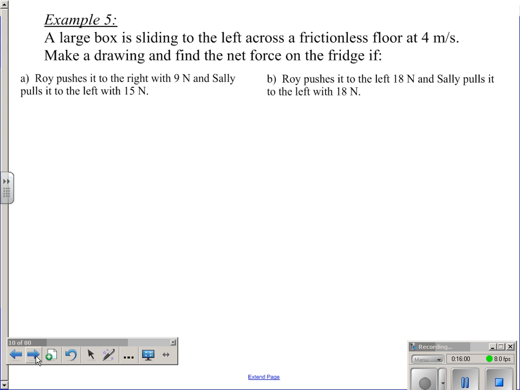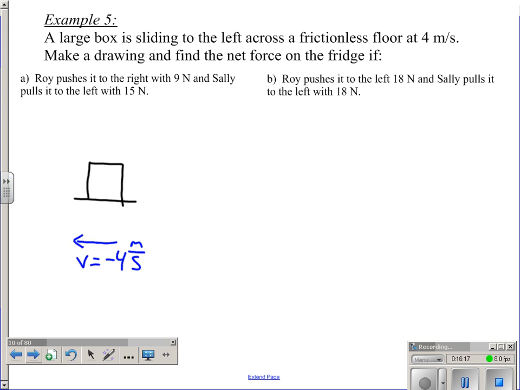Part A. So here's our box. It's sliding to the left, so I'm going to draw my velocity in. Again, I'm using blue for velocity. It's -4 meters per second, because it's going left. And then let's draw in our forces.